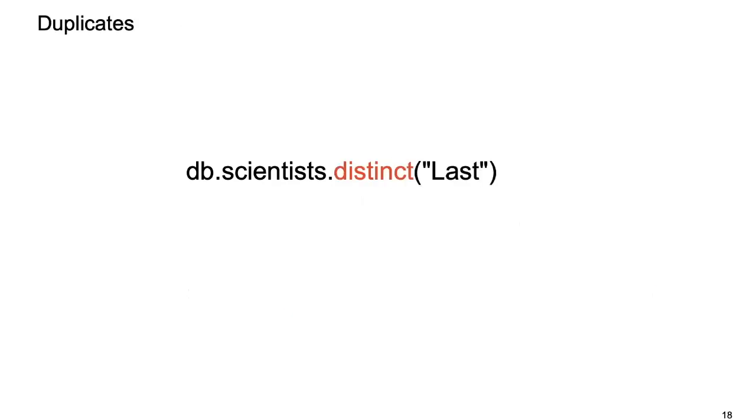Okay, then there is distinct that basically asks how many values are there for the key last in the collection.